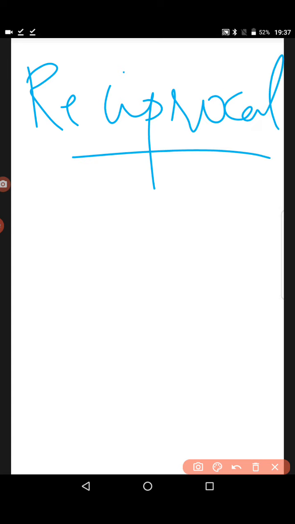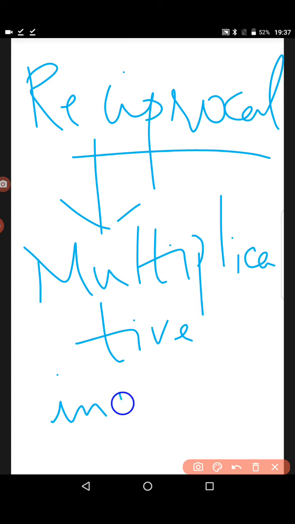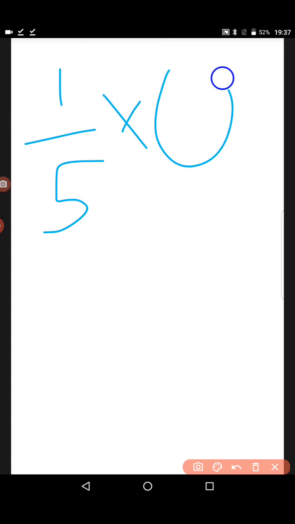Reciprocal. So what is this reciprocal? Reciprocal is nothing but the multiplicative inverse. You might already know what the multiplicative inverse is, right? So let's look at it now. Say I have 1 by 5. Reciprocal is the number which, when I multiply it with this number, I should get 1. So which number, if I multiply, will give 1? That is 5. So this is the reciprocal.